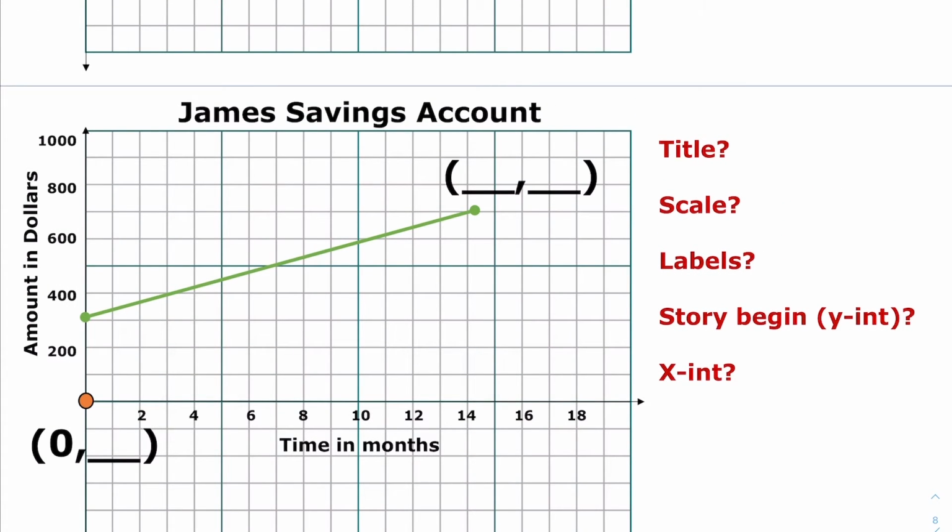Okay. Pause the video right here. Write this down on your own piece of paper, the answer to these questions on the right side. What does the title mean? What's the scale? How much is the y's counting by? How much are the x's counting by? And the labels, I don't really care about that. But tell me, when did the story begin, and what's the x-intercept, and interpret it. Pause the video.